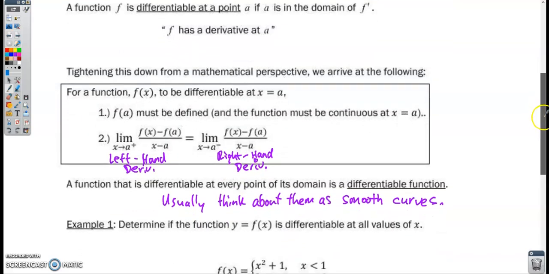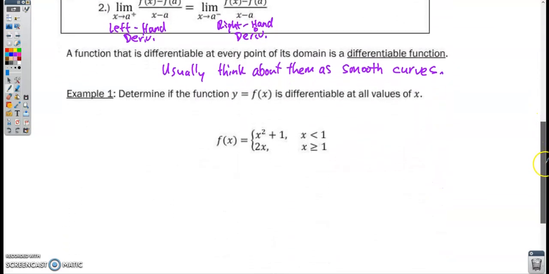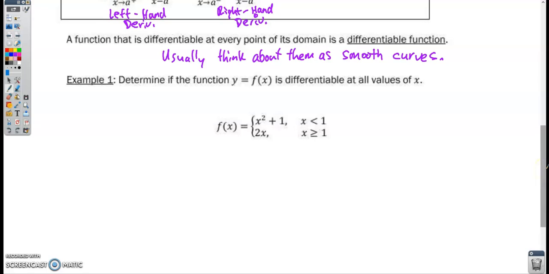All right, let's look at our first example. Determine if the function y equals f of x is differentiable at all values of x. Okay, so since this is a piecewise function, we saw this with our ideas of continuity. Let's first look at one piece, then we'll look at the other piece, and then we'll see about where the pieces meet. So let's focus first on this upper branch, f of x equals x squared plus 1 for x less than 1. Imagine what the function f of x equals x squared plus 1 looks like.